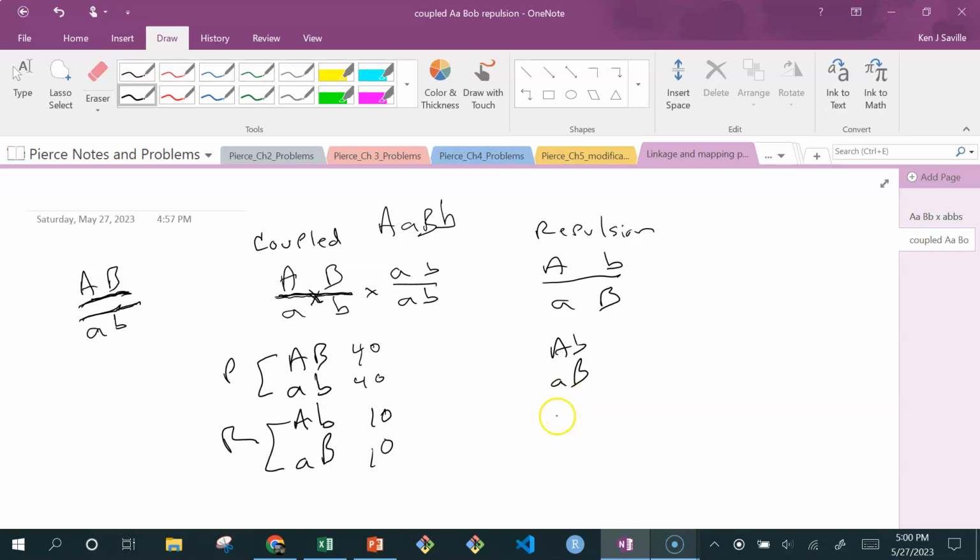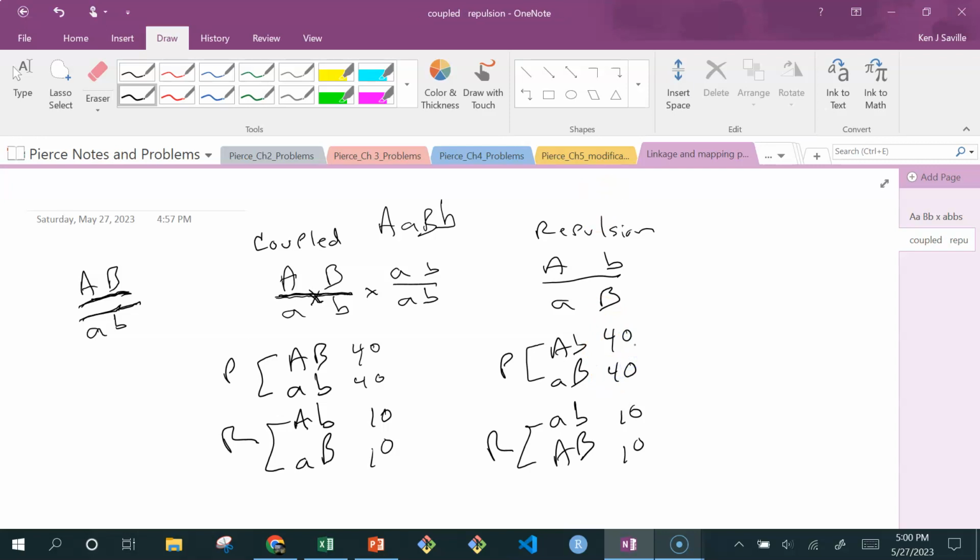And then down here, we could have little a and little b, big A and big B. Now these will be our parentals. These will be our recombinants. And because these are the recombinants now, they'll be 10, and these guys will be 40.